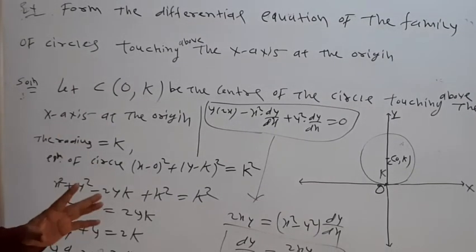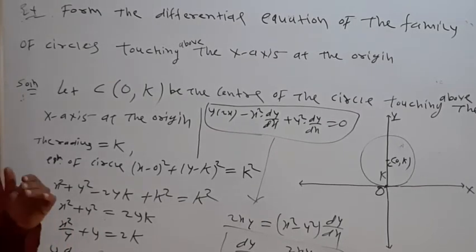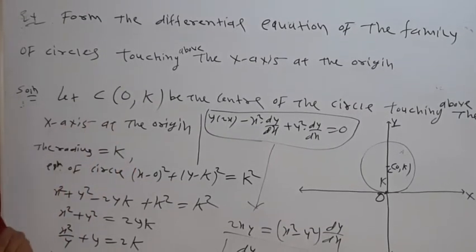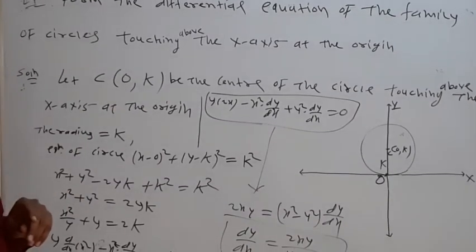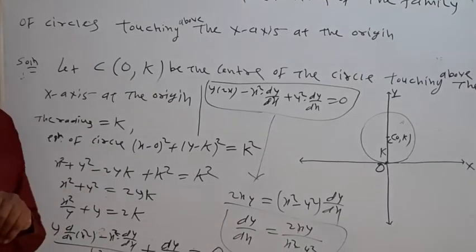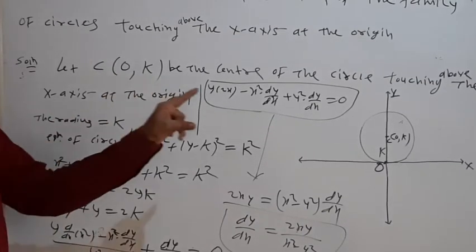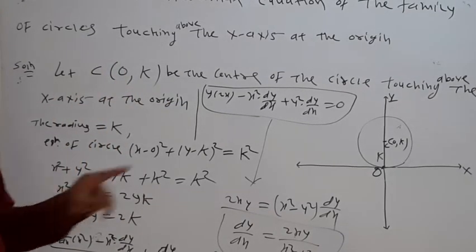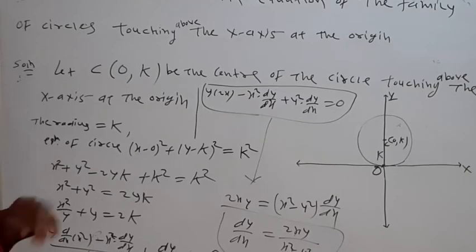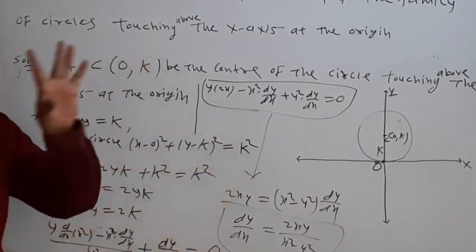We know that the standard equation of the circle is x square plus y square is equal to radius square, if a circle passes through the origin with center at the origin. But here the center is h comma k, here touching the x-axis, it is 0 comma k. Therefore x minus 0 whole square plus y minus k whole square is equal to k square. This is the equation.